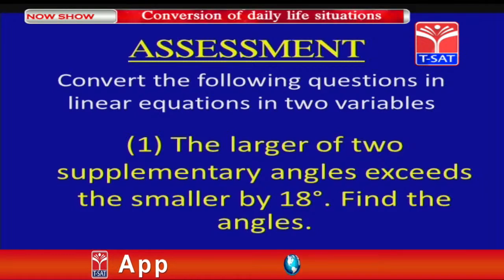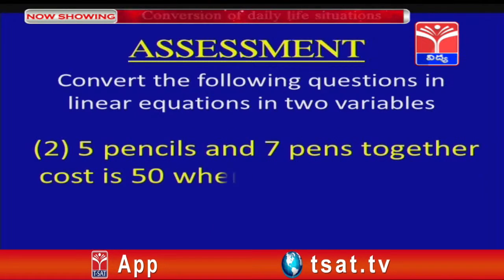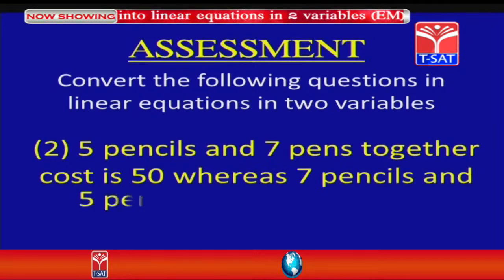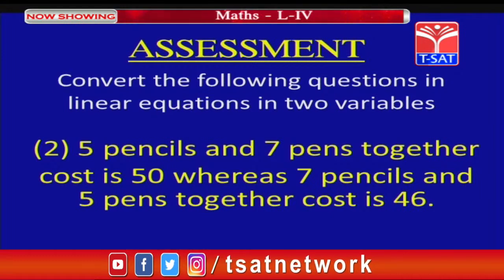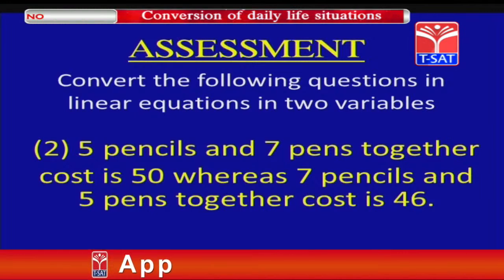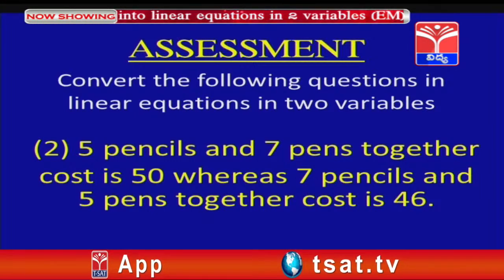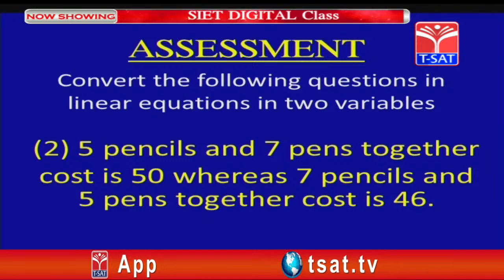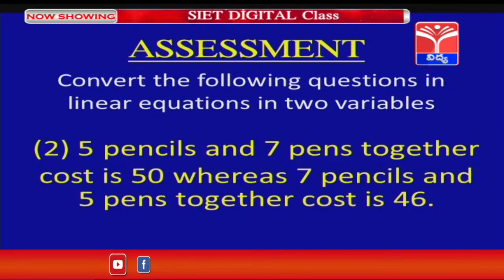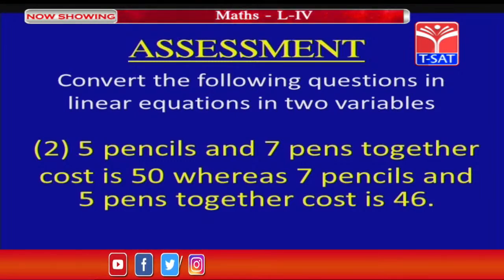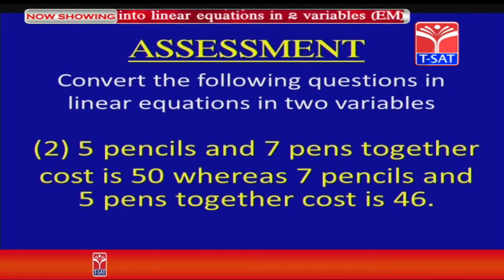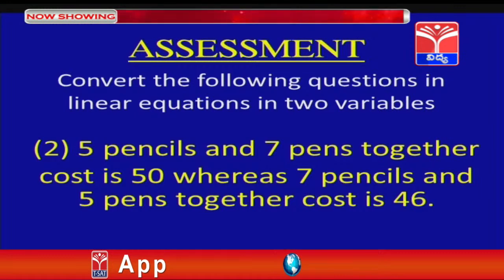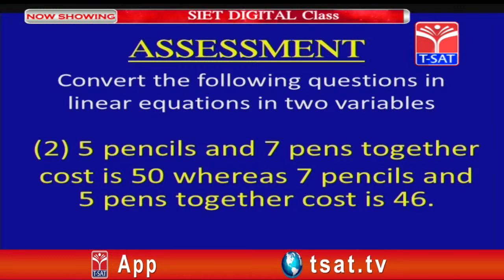Now, second question: 5 pencils and 7 pens together cost 50 rupees, whereas 7 pencils and 5 pens together cost 46 rupees. In this question also, there are two conditions or two situations. First situation, 5 pencils plus 7 pens, and second situation, 7 pencils and 5 pens. By these two situations, you have to prepare linear equations in two variables.